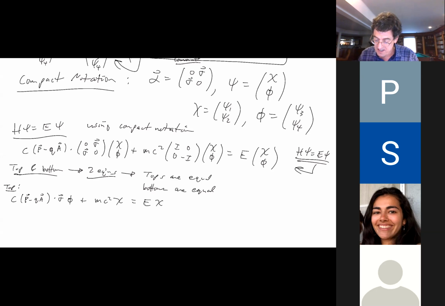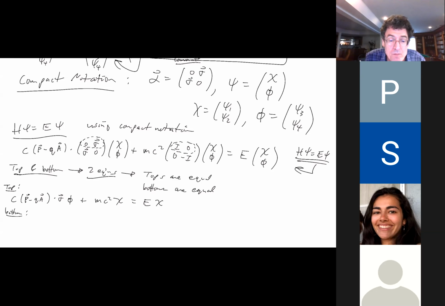So do you see how I got that? I just did the top part. Can you guys see that? Because the top part is this part, right? I just did the matrix multiplication for the top part. And now I'm going to do the bottom.